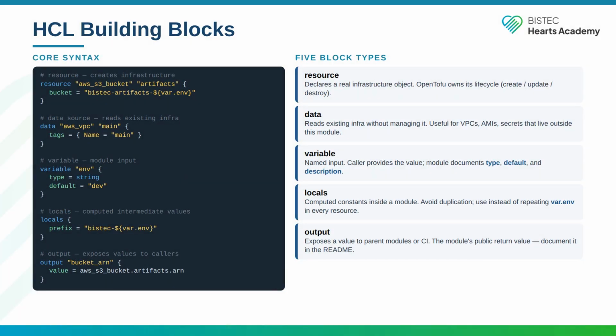HCL, HashiCorp Configuration Language, has 5 building blocks you will use constantly. A resource block declares a piece of infrastructure you want to exist. The type determines which provider manages it. The name is local to your configuration. Together, they form the resource address used in state commands and cross-references.